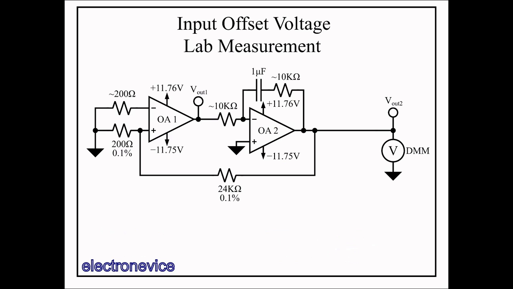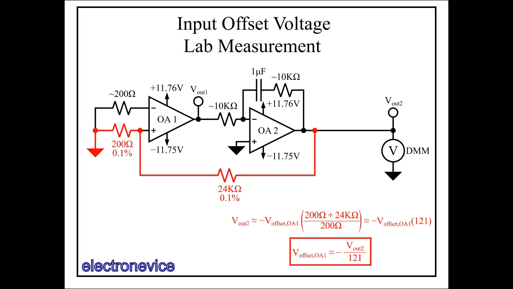Here are the values I'm using for the LM324 lab measurement. The gain is set to 121 using two 0.1% precision resistors for Rin and RFB.